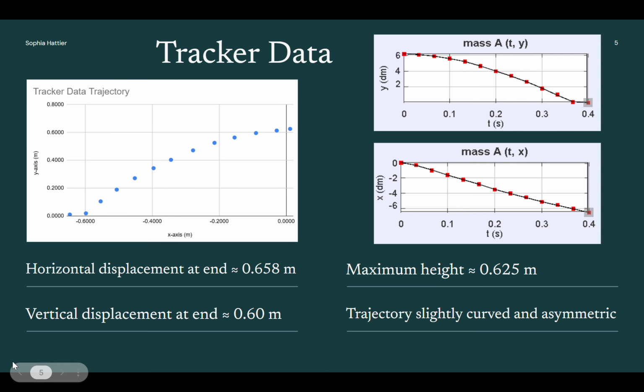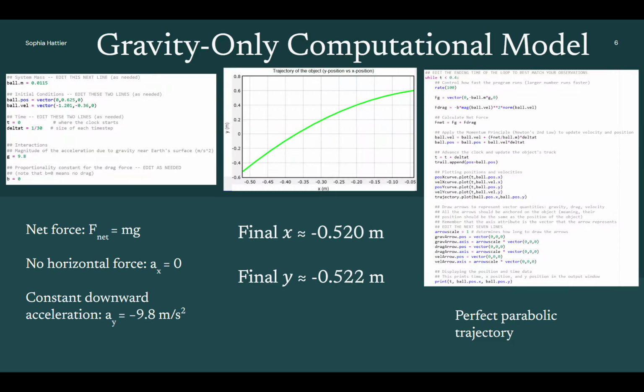The gravity-only computational model. The code on the right stays the same throughout the entire process, but on the code on the left, the only change made is the B value. For this one, the B value is 0 because there is no drag. The net force is F net equals mg in this case. There's no horizontal force. There's constant downward acceleration of negative 9.8. The final x position is negative 0.520 meters. Final y is negative 0.522 meters with a perfect parabolic trajectory.